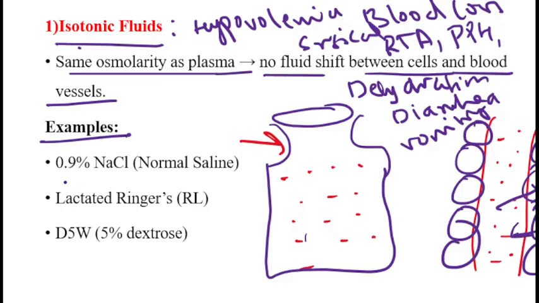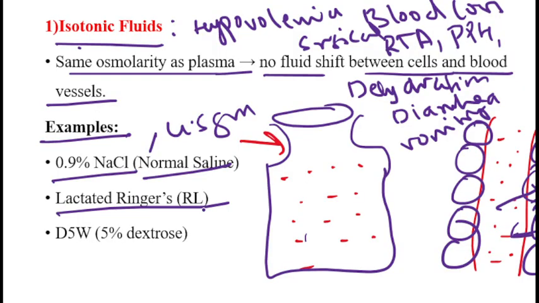The examples for isotonic fluids are 0.9% NaCl, that is known as normal saline. In this normal saline, every 100 ml of fluid contains 0.9 gram of sodium chloride, and in total it contains 4.5 gram of sodium chloride. Ringer lactate contains various electrolytes: sodium chloride 0.6 gram, calcium chloride 0.027 gram, and potassium chloride 0.04 gram. So like this it contains various electrolytes in the ringer lactate.